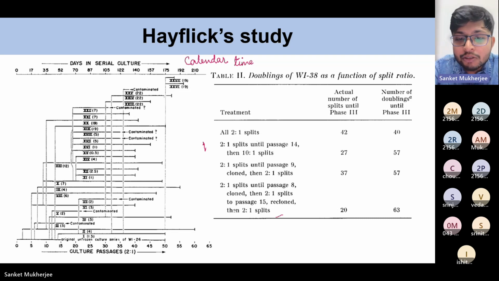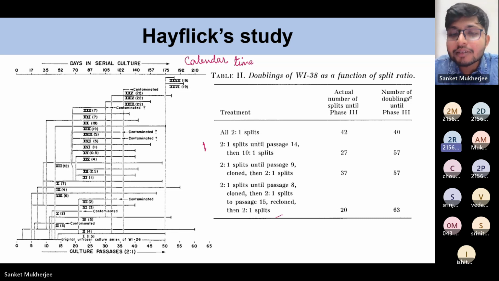Similarly, if we change the ratios, the number of splittings, meaning the number of times you subculture, will change, but the number of doublings is somewhat close to 50 plus or minus 10, right? Can I say that? So what is constant in a cell? The number of times you can split them, or the number of population doublings?